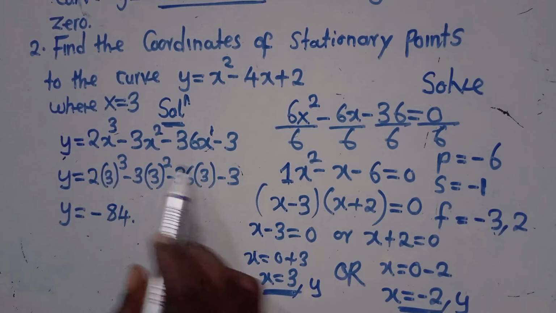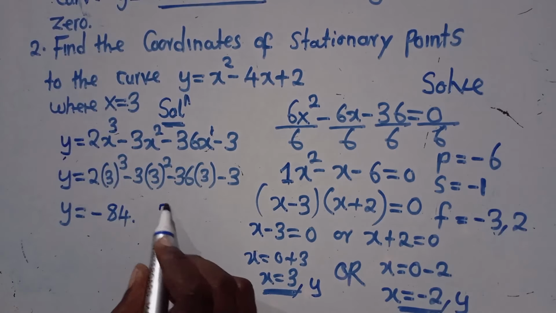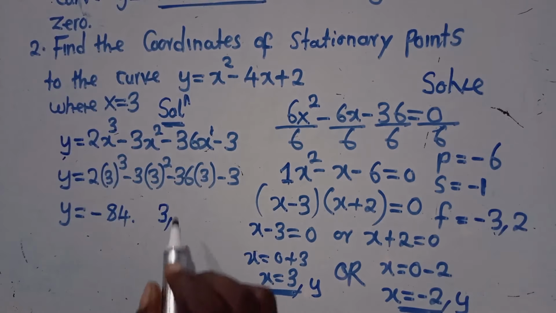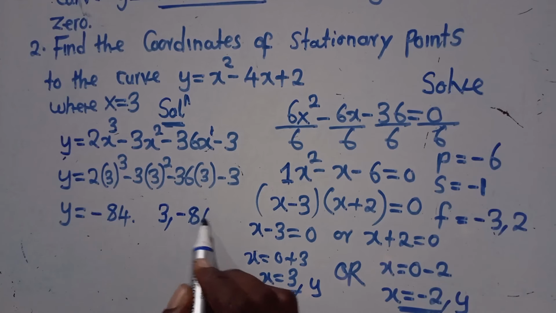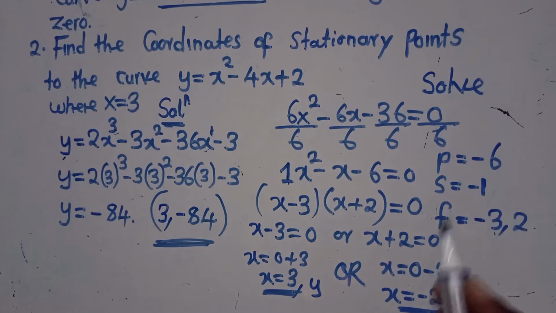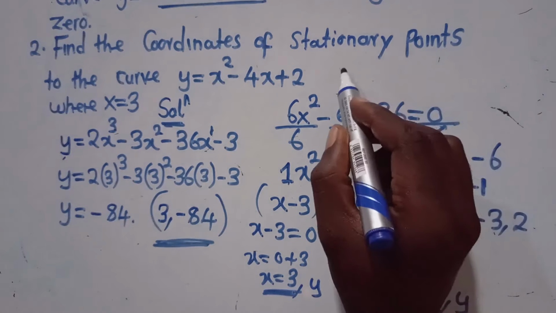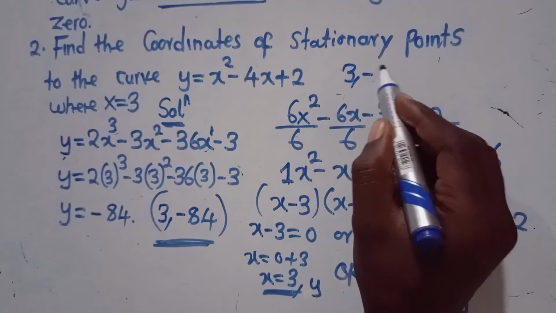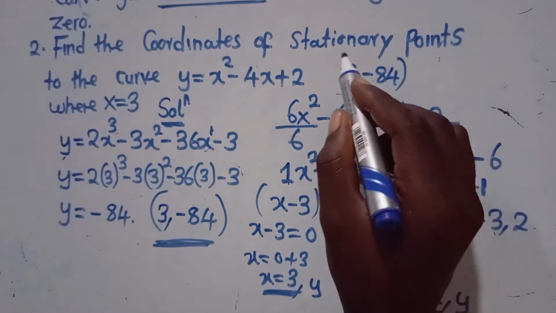So this answer that we found, x is 3, then y is negative 84. This is our first coordinate. This is the coordinate that you get. We now find another coordinate, so I'm going to write it here so that I keep these answers. So I've got the first coordinate 3, negative 84.